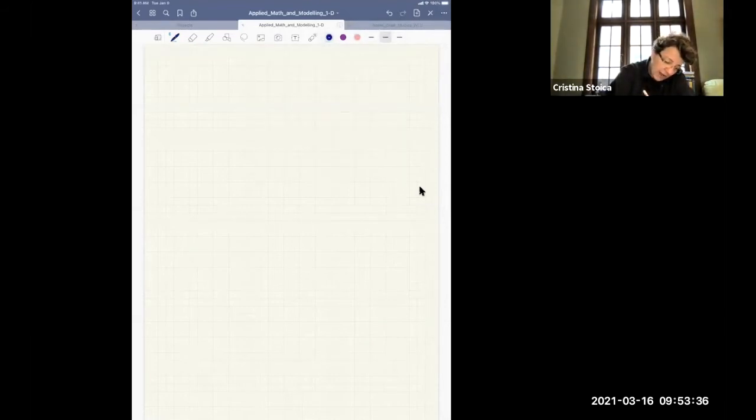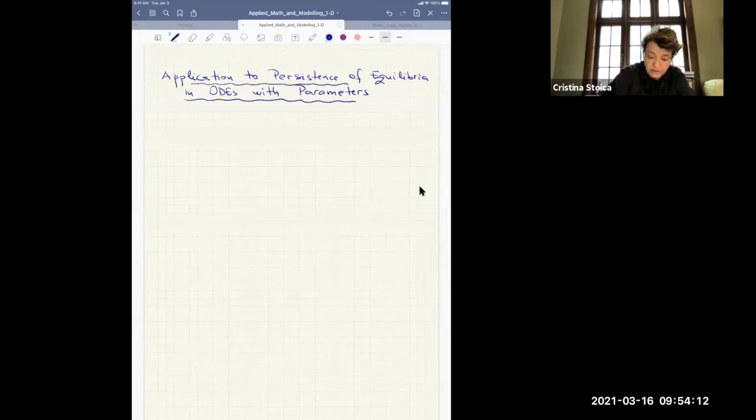right? So application to persistence of equilibria in ODEs with parameters. Okay, we'll have just one parameter. The technology, if you want, the philosophy is the same, right? It will be a higher version of the implicit function theorem that I actually want to do today. Okay, so here is this example. So we take an ODE, and I have it here worked out.